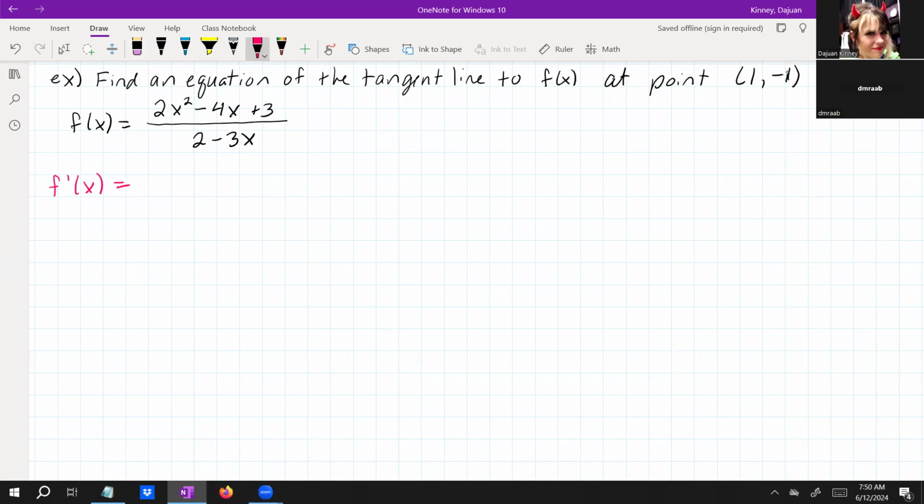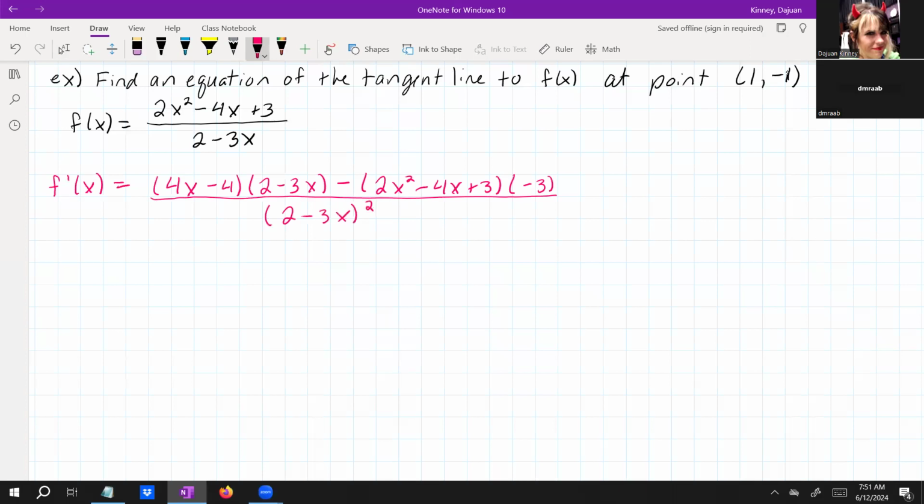All right. The derivative of the top is 4x minus 4 times the bottom as is, minus the top as is, times the derivative of the bottom, which is just -3, all over the bottom squared. So that's my derivative. It's kind of gross. We'll leave it there.